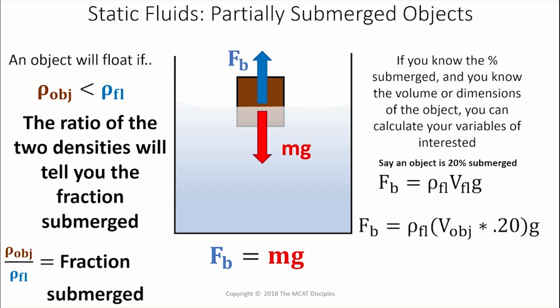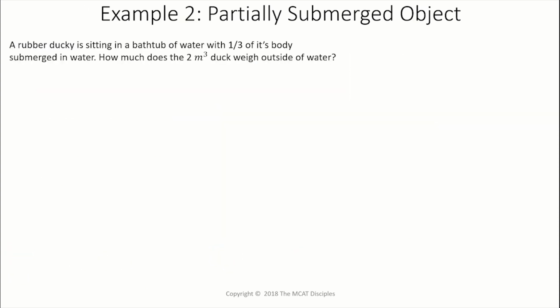And if this object isn't sinking any more than it is, you know that the buoyant force is equal to mg. So now you know the mass of the object as well, if for some reason you needed that. So hopefully that works for you. That's not too bad, is it? Okay, let's do an example.